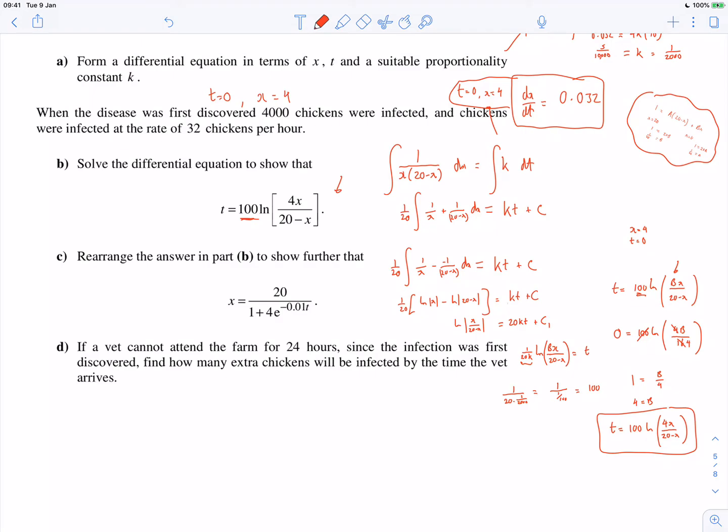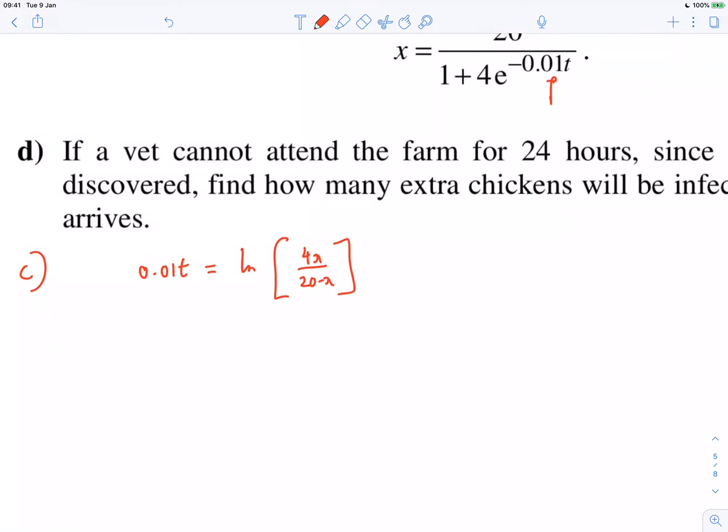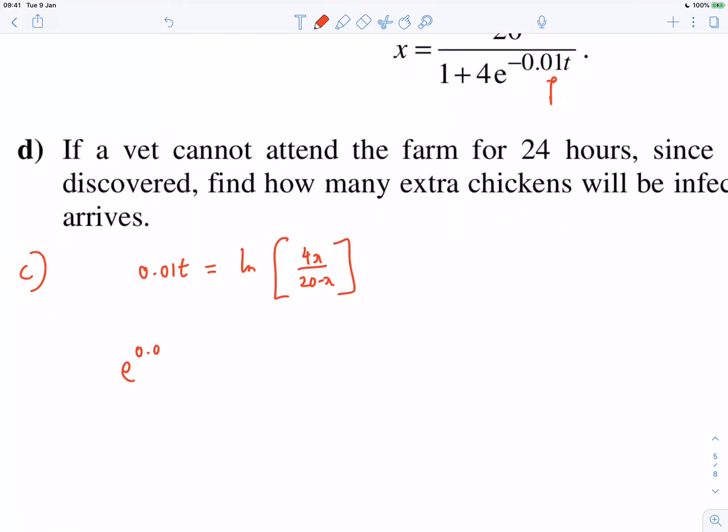Okay, rearrange the answer in part B to show further that x equals to that. Cool. Fine. So let's have t divided by 100. Divide by 100 is the same as times by 0.01 t. I'm doing that because I spot there's something like that going on here. And this is going to be the natural log. Let's make this part C. Natural log 4x over 20 minus x. Okay, exponentiate both sides, e to the 0.01t, and this is 4x over 20 minus x.